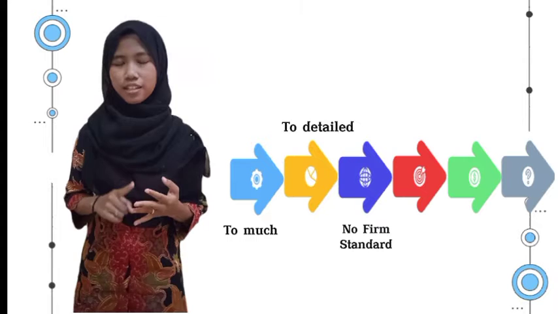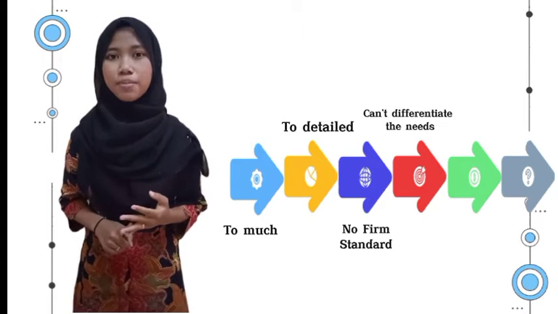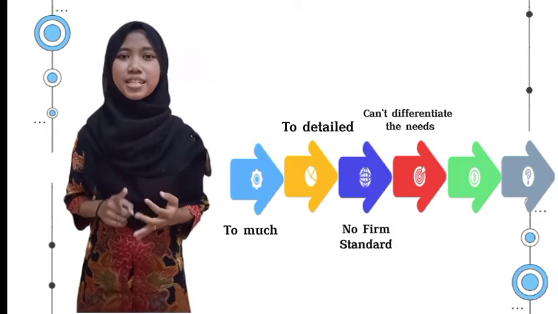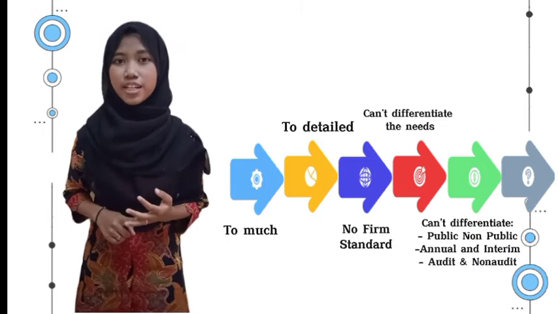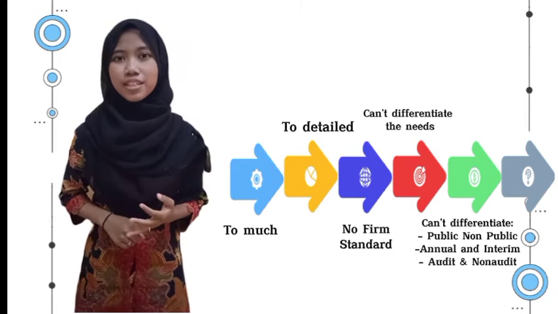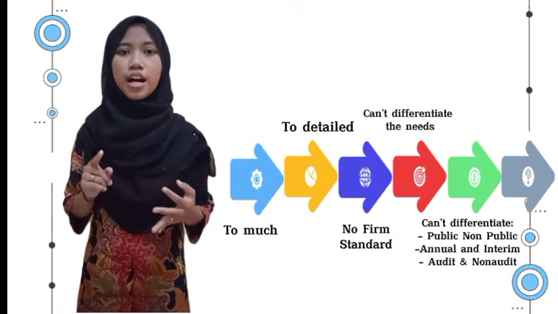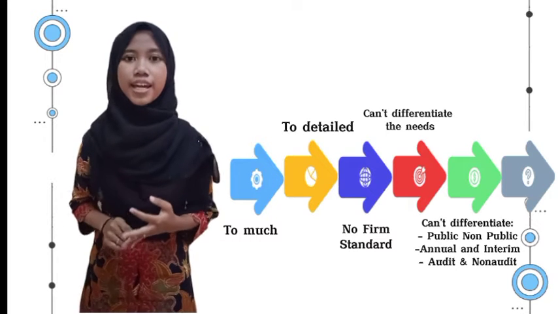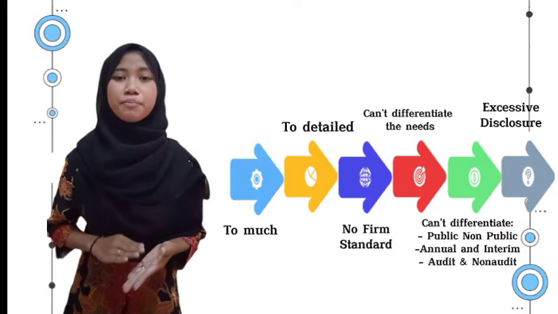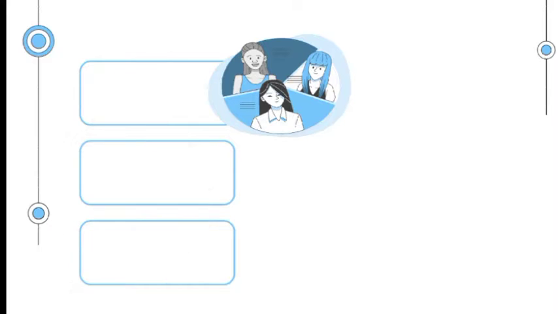The accounting standard can also differentiate the needs of makers, users, and CPAs. It can differentiate between annual and interim financial statements, and between audited and unaudited reports. And lastly, the accounting standard is excessive in presenting disclosure information in the financial statement.